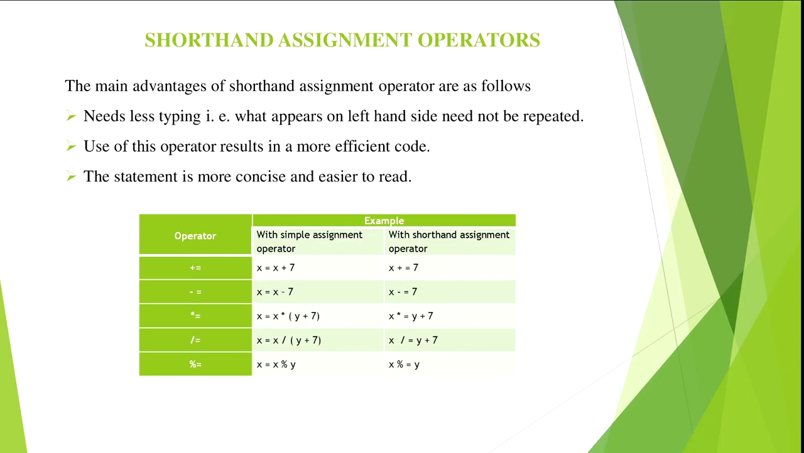Then multiply equal: x equal to x multiplied by y plus 7. In the simple assignment you need to repeat this x, but in the shorthand assignment operator you directly write x multiply equal y plus 7. The meaning is the same as the simple assignment operator. Division equal: x equal to x divided by y plus 7, and in shorthand assignment, x division equal y plus 7. Modulo: x equal to x modulo y, and in shorthand assignment I directly write x modulo equal y.